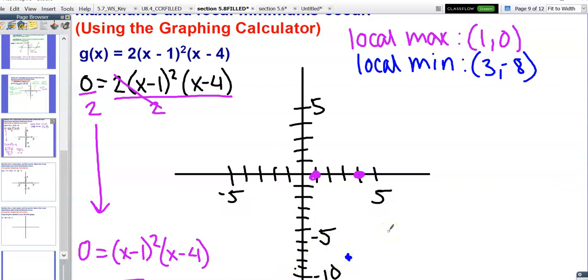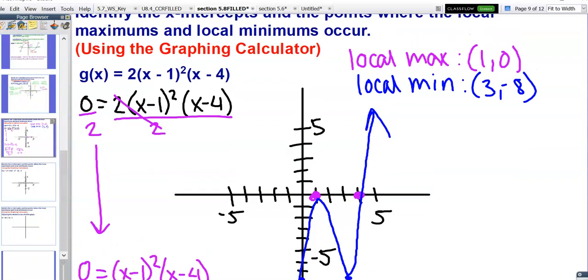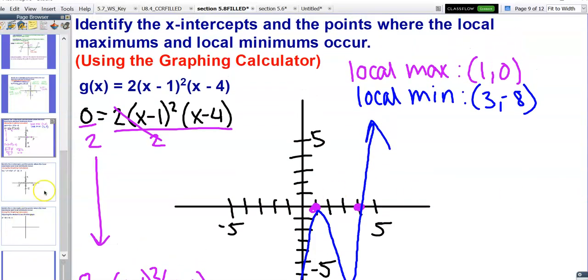And then we saw earlier that the y-intercept was at (0, -8), so we can plot that point too, just because it never hurts to have a few extra points. And then we can draw our graph. All right. Next example.